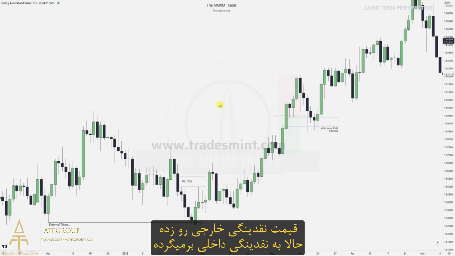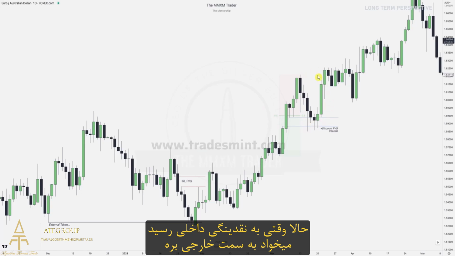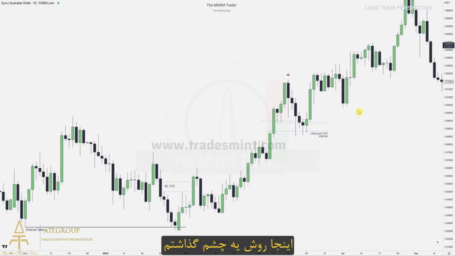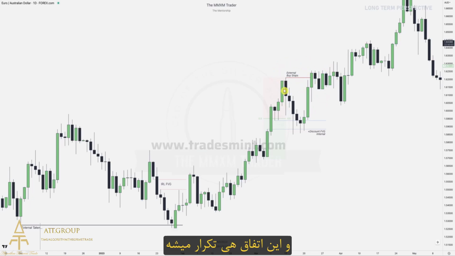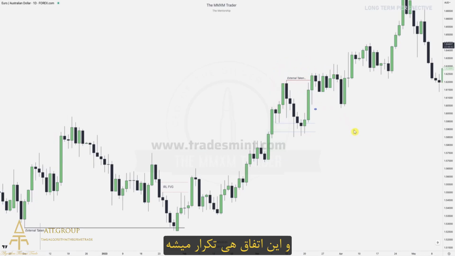We went external, right? And then we go back to internal. And once we hit internal, we want to go external once again, which is up here, right? Putting that eye on there. So over here, external buy stops, and this keeps repeating over and over and over again. So external has been taken. So now where do we want to draw into, right?